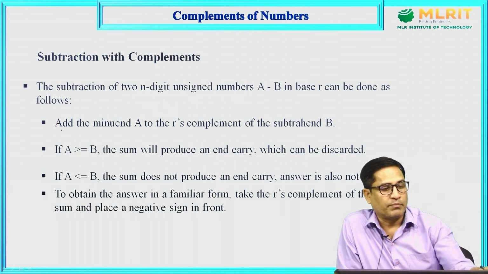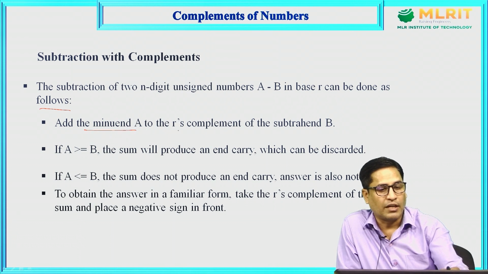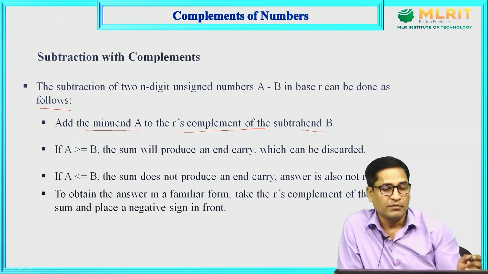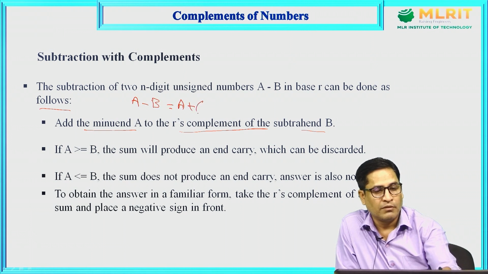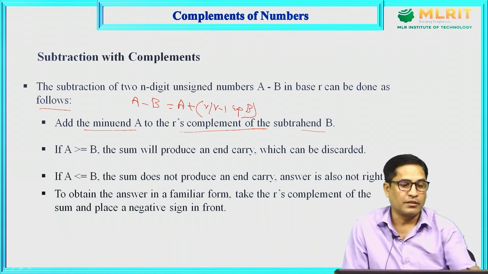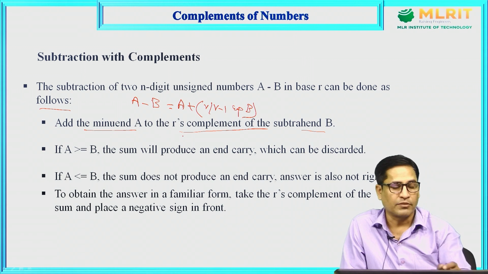So the steps are: add the minuend a to the r's complement of the subtrahend b. That means a minus b we are going to implement as a plus the r's complement, or r minus 1's complement, of b. Both can be used. So this is what we are going to do: add the minuend a to the r's complement of the subtrahend b.